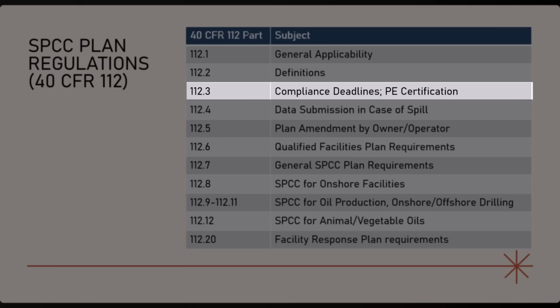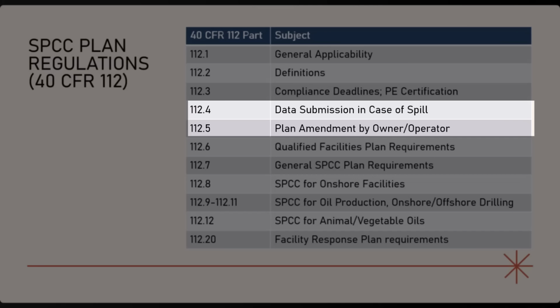For facilities that determine they are regulated, Part 112.3 primarily specifies compliance deadlines in meeting the rule requirements. However, the requirement for having a PE certify the plan is also found in this part. Parts 112.4 and 112.5 specify the requirements and timelines for updating the plan, particularly after a reportable spill, and include the spill data submission requirements.